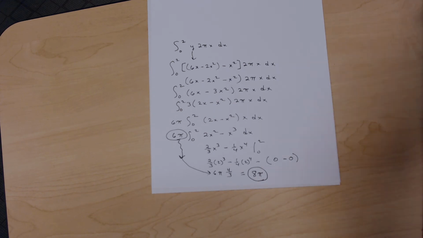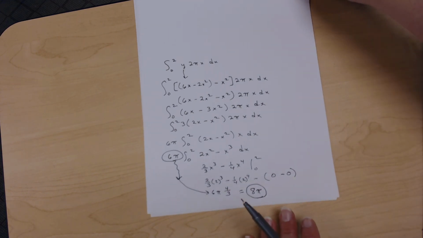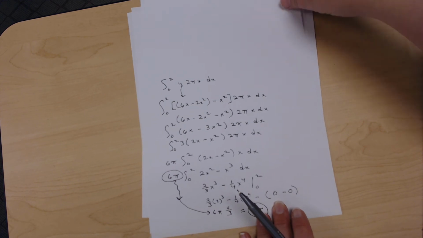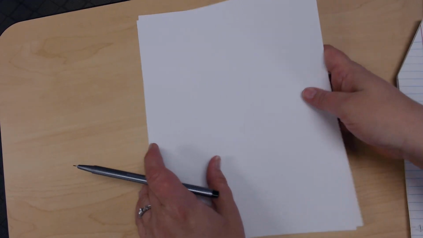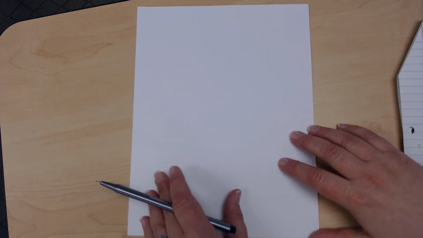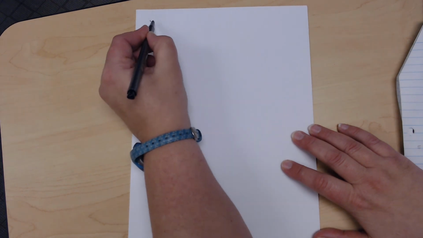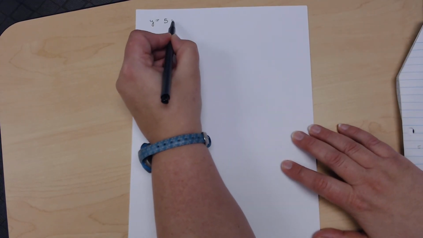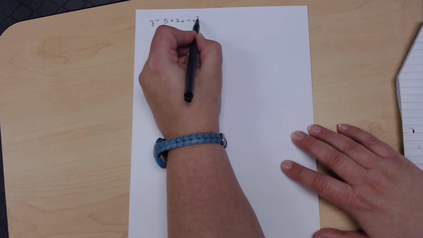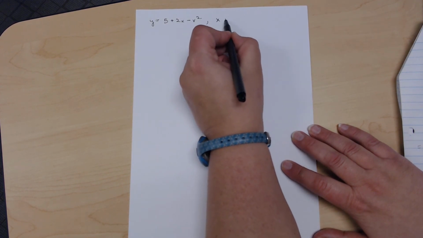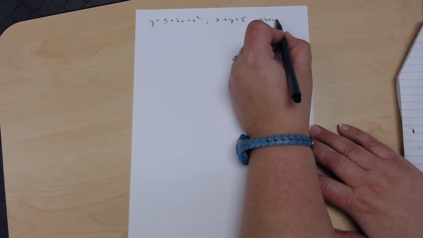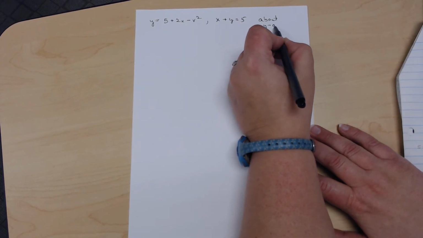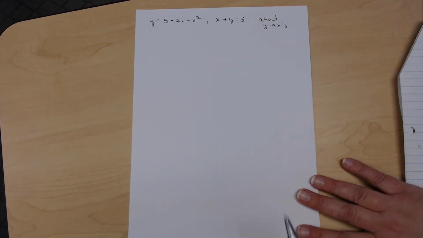All right, let's do one last one. Here we go. This one, same thing, probably would help to have a calculator. So y equals, it's just a parabola, 5 plus 2x minus x squared, and then the line x plus y equals 5. And one last time about the y-axis. Okay, and then that's going to change in part 2.